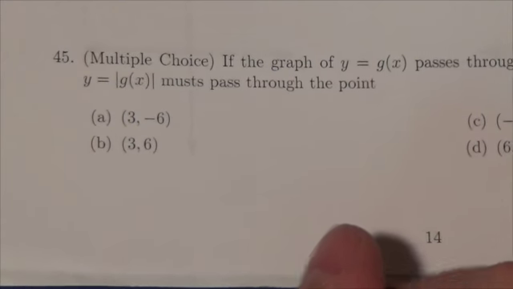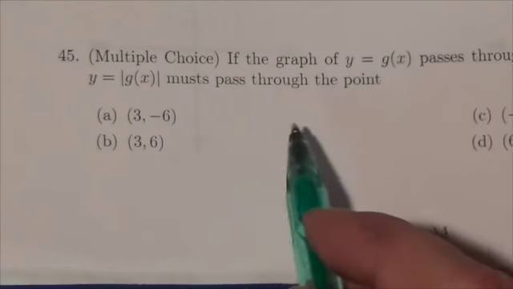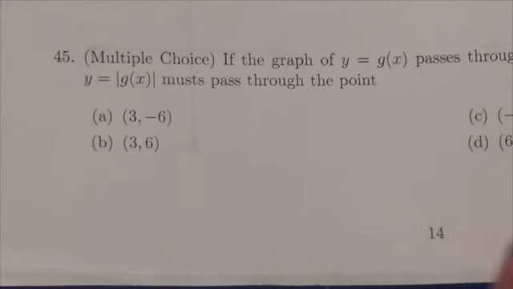Hi, everybody. This is the Math 20-1 Radicals and Absolute Values Review. This is question 45. It's multiple choice. If the graph of y equals g of x passes through the point negative 3, negative 6.